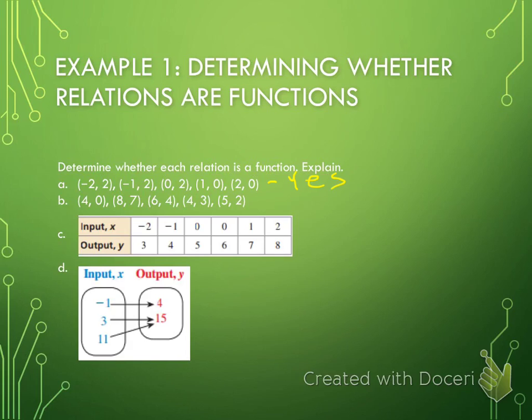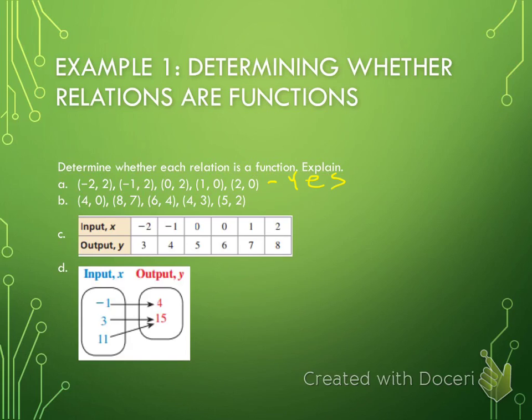What we're looking at is that the x terms are all different: -2, -1, 0, 1, 2. Even though the output, the y term, repeats: 2, 2, 2, 0, 0. That's okay. Just the x can't repeat with a different y.